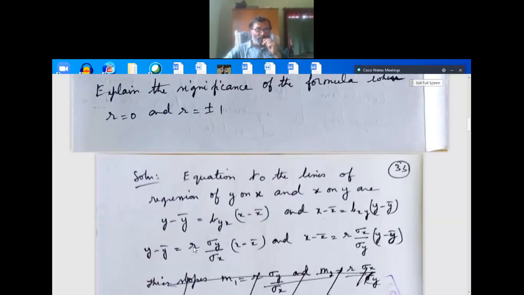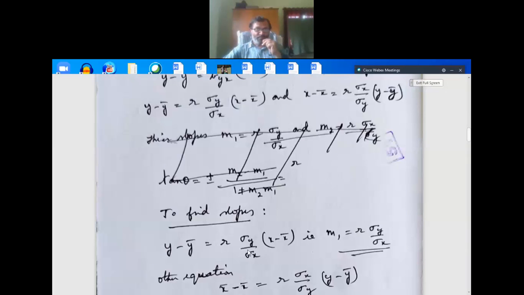Now this will be y minus y bar equals, this byx can be written as r into sigma y by sigma x into x minus x bar. The derivation is not needed for you, but as I have told before, byx can be written as r into sigma y by sigma x. Here x minus x bar equals bxy into y minus y bar, and bxy can be written as r into sigma x by sigma y. So these are the two clarifications which you need. byx is r into sigma y by sigma x; we'll use it in some problems later. And bxy equals r into sigma x by sigma y. So this is the regression equation of y on x, and this is the regression equation of x on y. Two methods of writing, same thing.